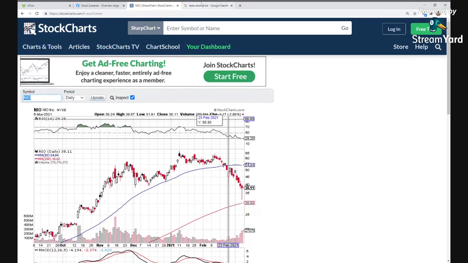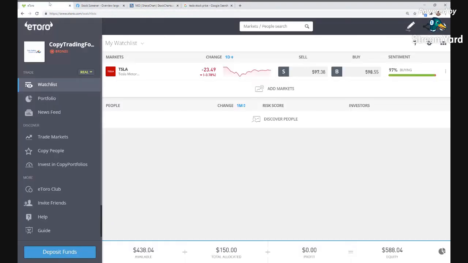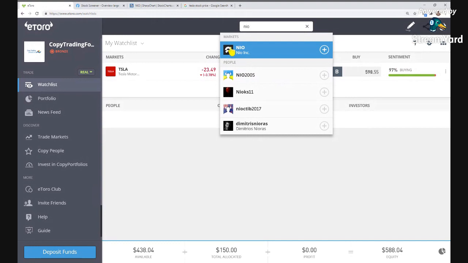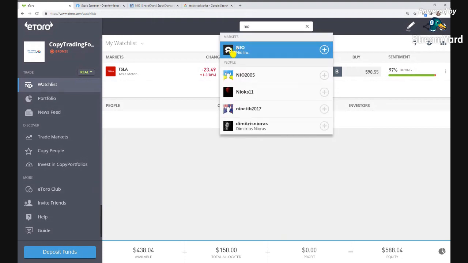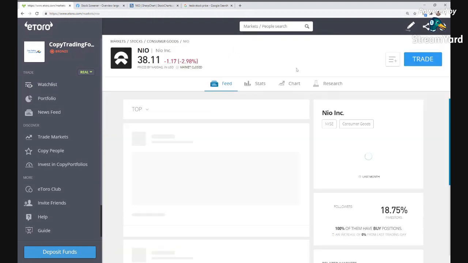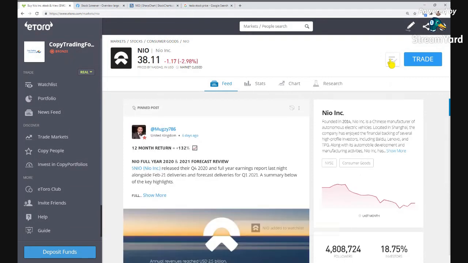So I'm going to add NEO to my watch list first, and then I'm going to go and research the stock. So all you do is type in NEO and you click in on eToro and you go to NEO, and we'll let that load up there. Just double click on the picture there. So NEO, and here on the right hand side beside the trade button, you can see add to watch list. I already have NEO added to watch list. Click on that button and it'll add to watch list.